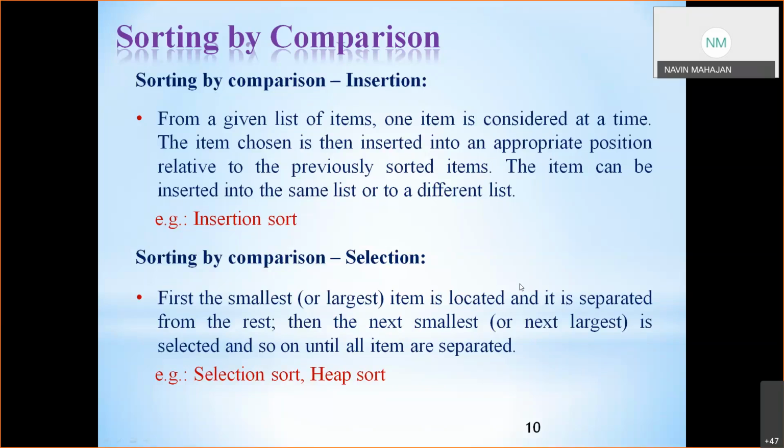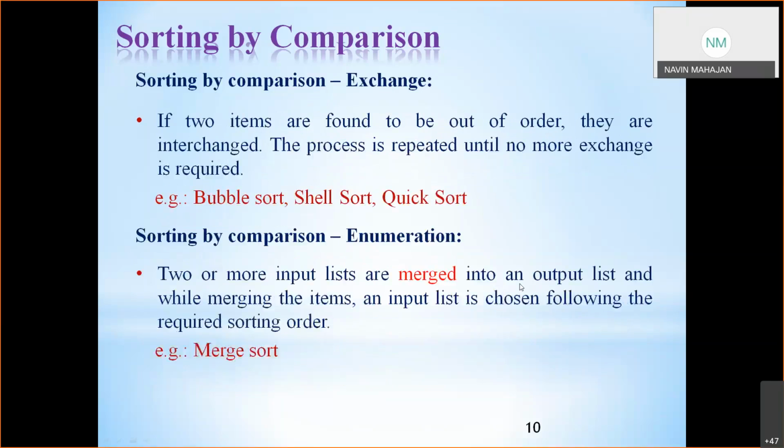We have seen this yesterday. Next is again sorting by comparison, this time sorting by comparison with exchange. Insertion sort and selection sort were the earlier ones. Now this is exchanging two items. We'll see one example of this today, which is bubble sort, and then maybe another one, which is quick sort. If two items are found to be out of order, they are interchanged. The process is repeated until no more exchange is required.